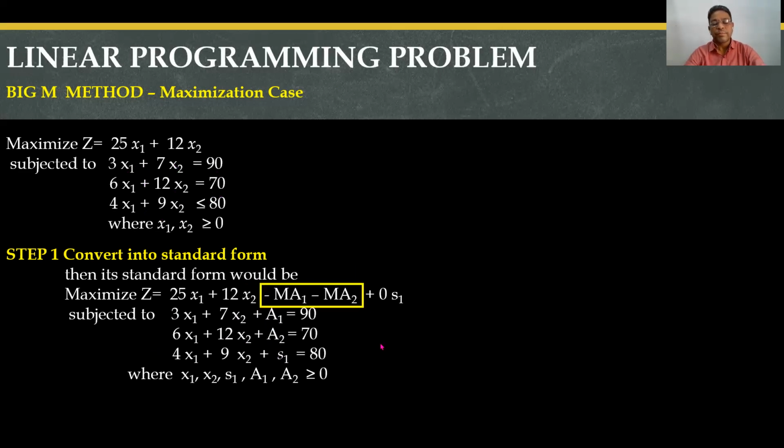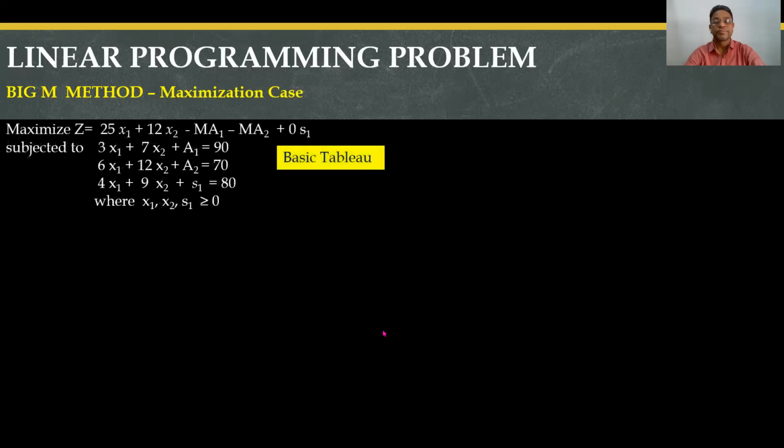So we can see here we have added A1 and A2, but when we are writing the objective function, we'll write MA1 and MA2, and since this is a maximization sum, it is minus MA1 and minus MA2. So you have to be careful while writing here. Here we are adding artificial variables A1 and A2, but in the objective function we are assigning a huge penalty. Since it is a maximization sum, the huge penalty will be negative. So minus MA1 minus MA2.